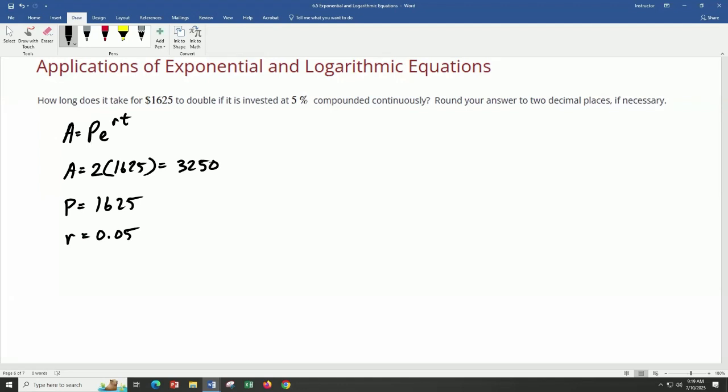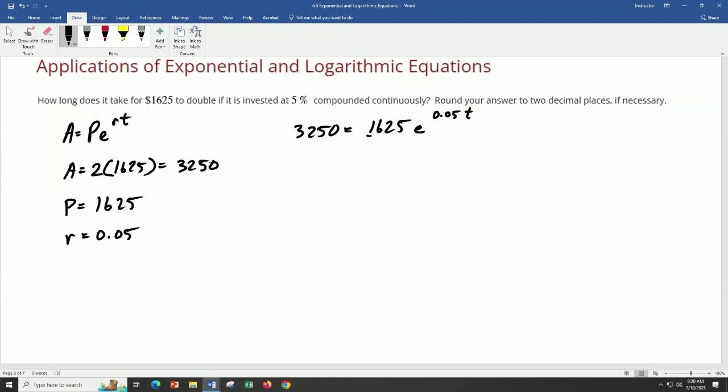So let's write this out. Let's put everything we know into the formula, and notice that we have 3,250 should equal 1625 e to the what? Well, I have my r, which is going to be 0.05. I do not have the t though. Remember, we're saying how long will it take to double my money? So the t is unknown. Do not jump right in and go, well, can I just go ahead and take the natural log? I cannot yet, can I? There's something in front of that I need to get rid of first, okay?